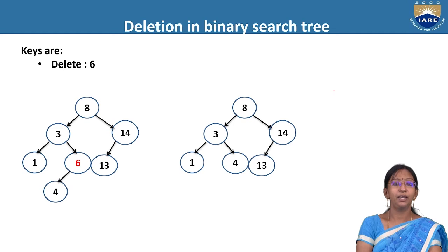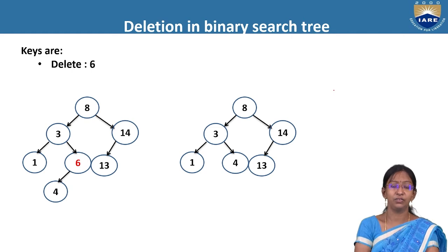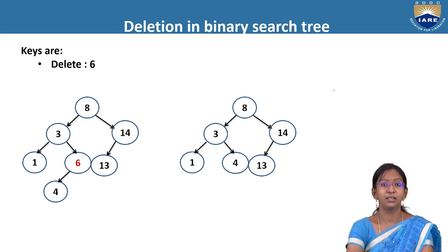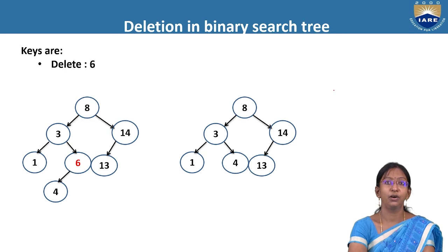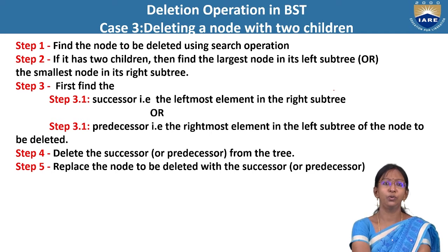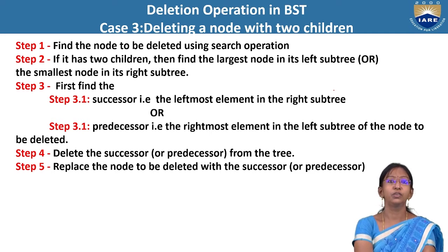Okay, remember guys, after every insertion we have seen that the resultant tree is a binary search tree. The same rule applies for deletion also. After every deletion, the resultant tree must be a BST, binary search tree. The third case, this is a tough case, a case where you are trying to remove a node with 2 children. So you have 2 options over here, right?